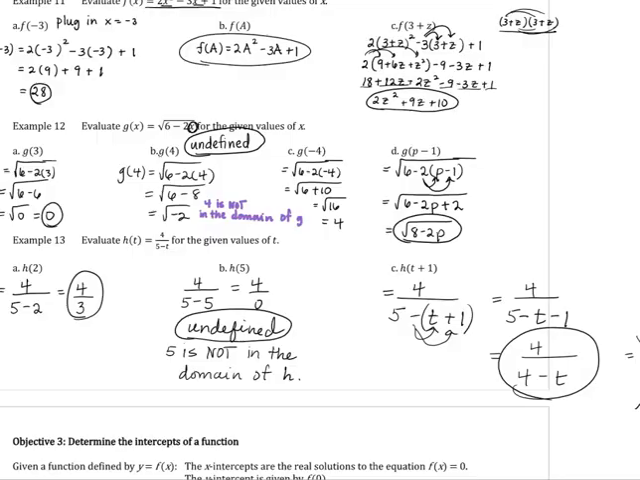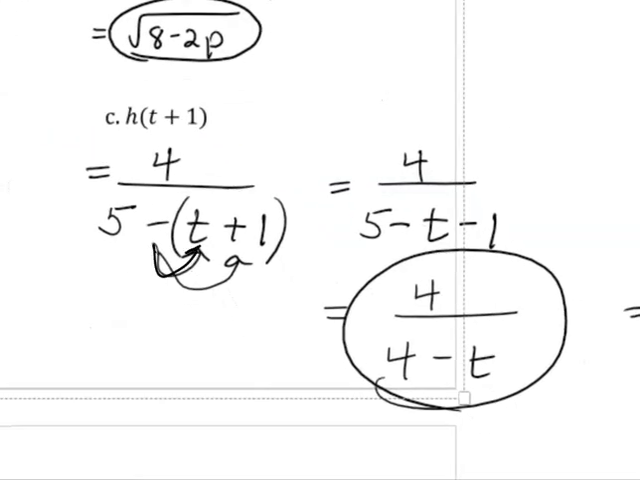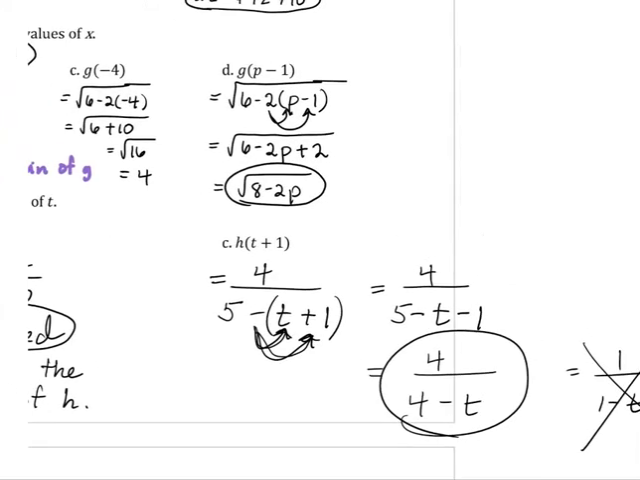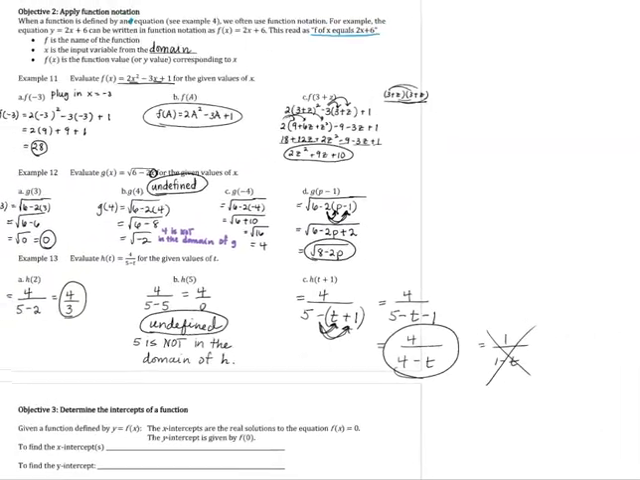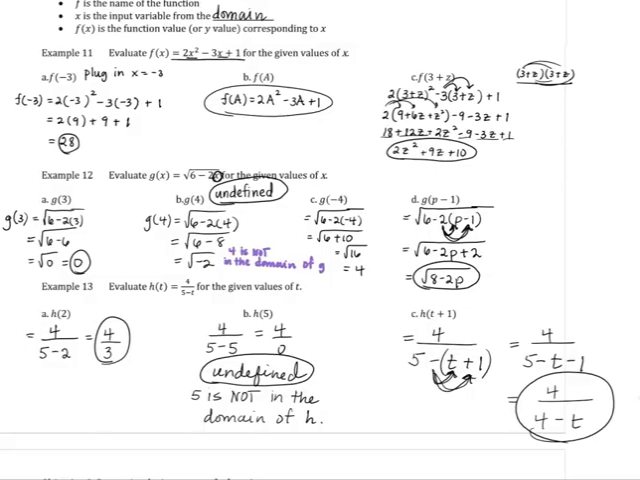So we've looked at 10 examples in total, all these parts, of doing function evaluations. Key takeaway here, make sure to use parentheses when you're plugging things in, especially if what you're plugging in has more than one term. Make sure to use parentheses so that you know how to distribute, like we had to do over here. We had to distribute this negative here, like we also had to do over here. We had to distribute this negative too.